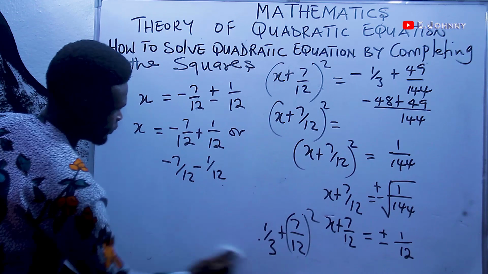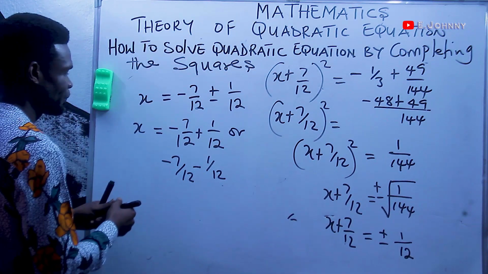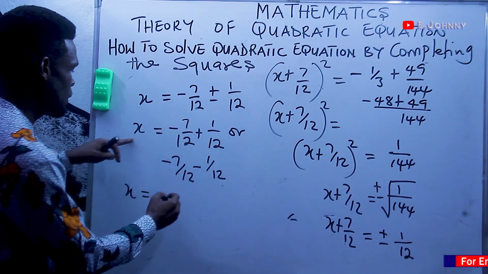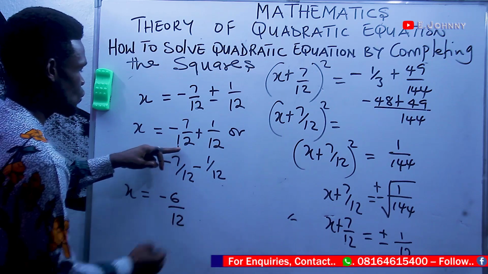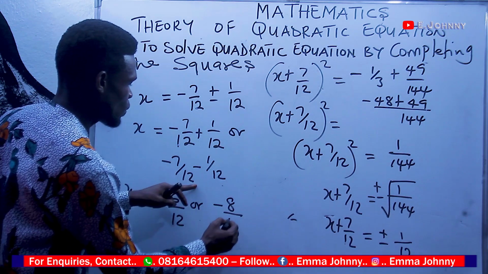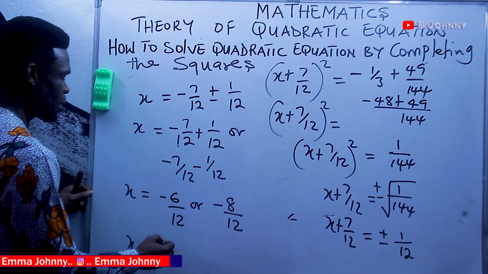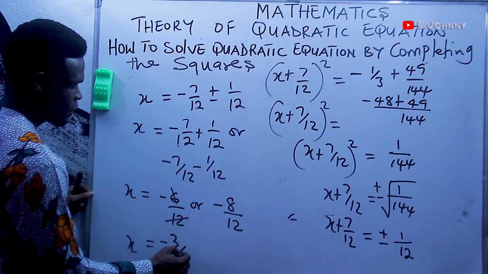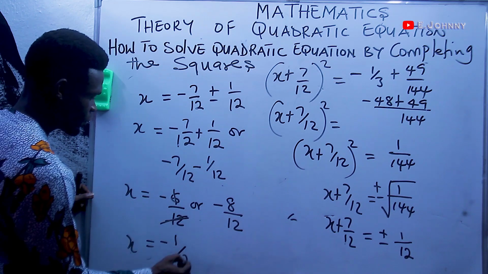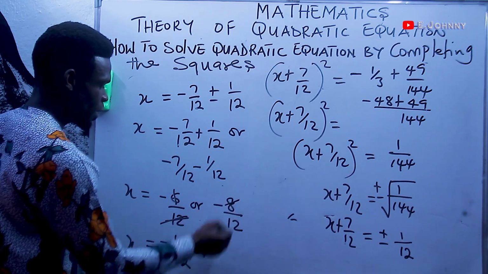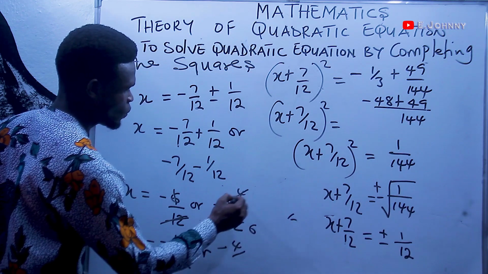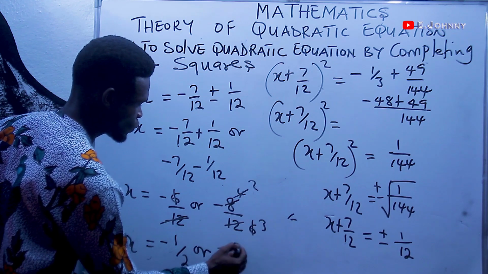With that, we can say that x is equal to, now the denominators are the same, so minus 7 plus 1 is minus 6 divided by, pick one of the denominators, 12, or minus 7 minus 1, minus 8 divided by, pick one of the denominators, so that x is equal to minus 6 over 12, which is minus 1 over 2, or minus 8 over 12, which is minus 2 over 3.